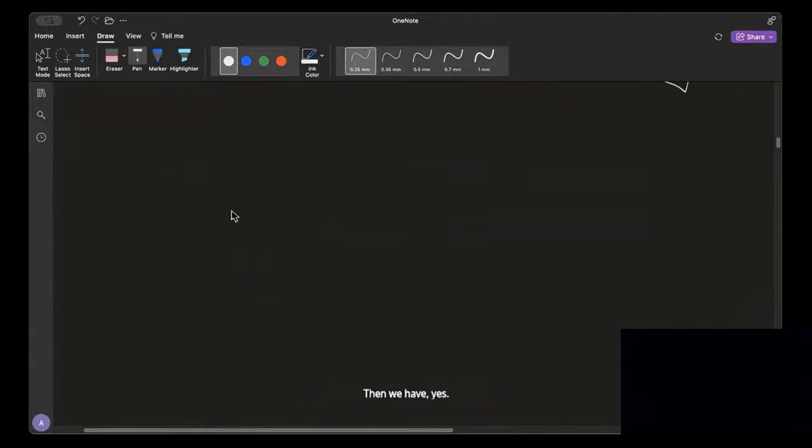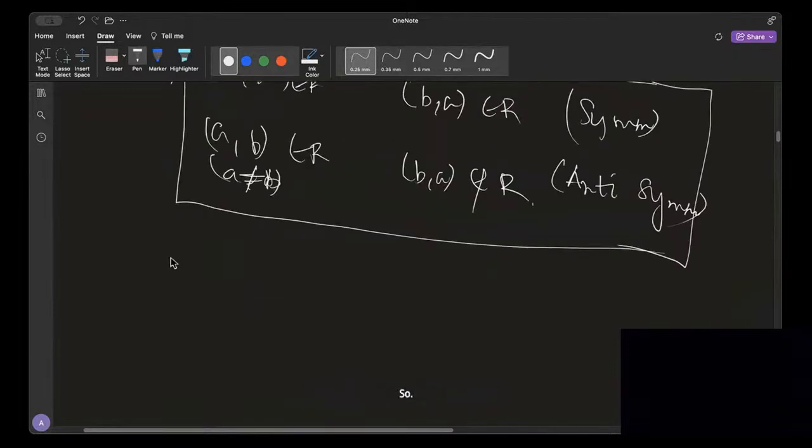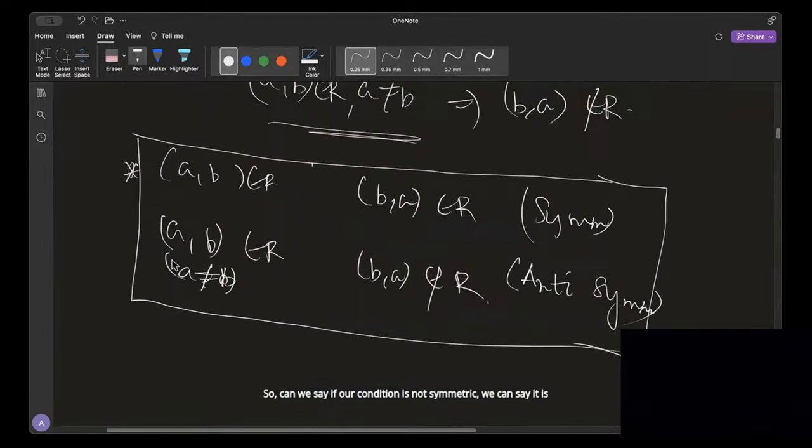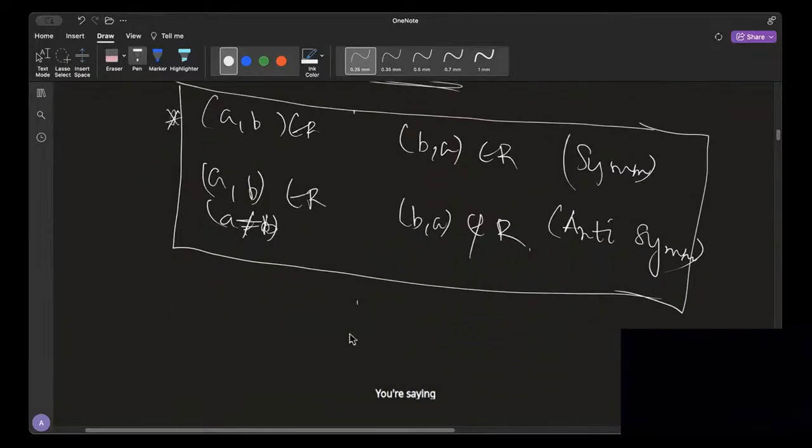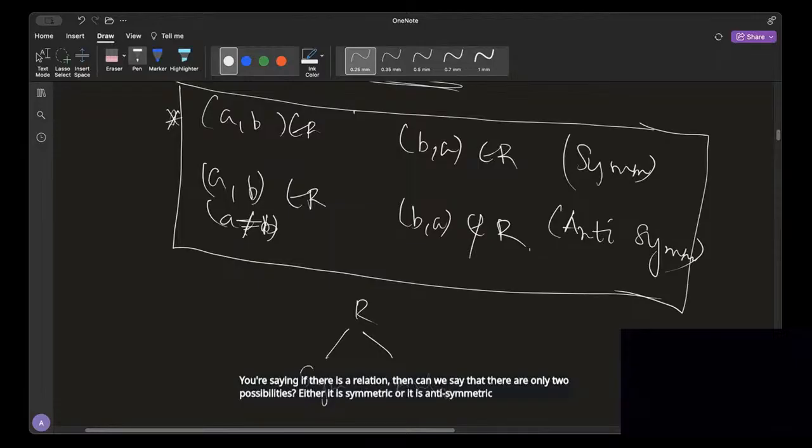Ma'am, can we say if a relation is not symmetric, we can say it is anti-symmetric? Let's say there is a relation, and there are only two possibilities: either it is symmetric or it is anti-symmetric, right? Is that what you're saying? So the answer is no. There could be a relation which is not symmetric and it's not anti-symmetric either.